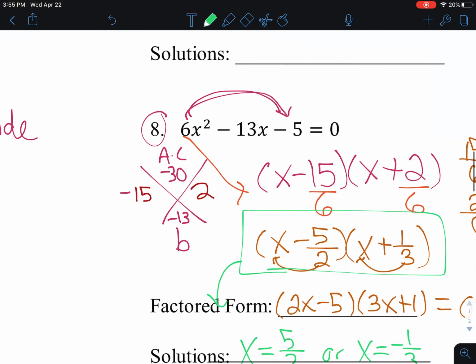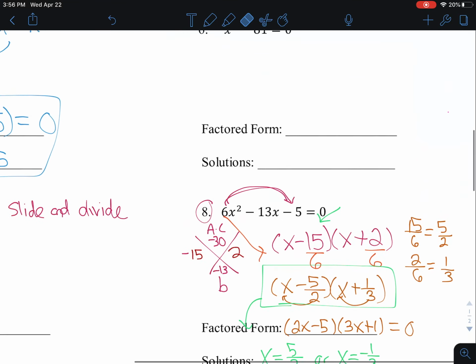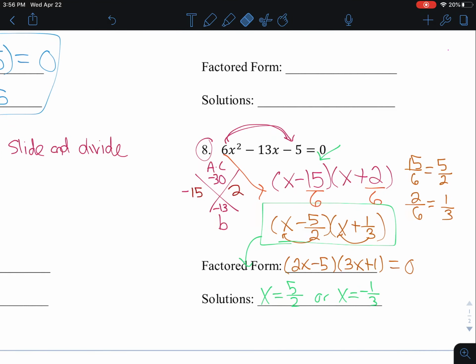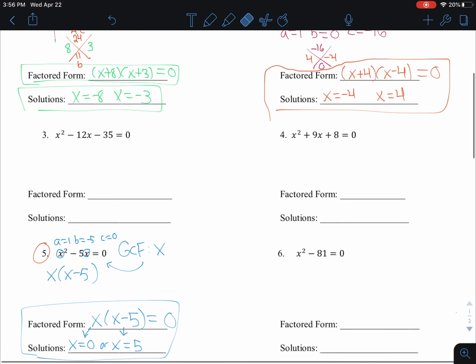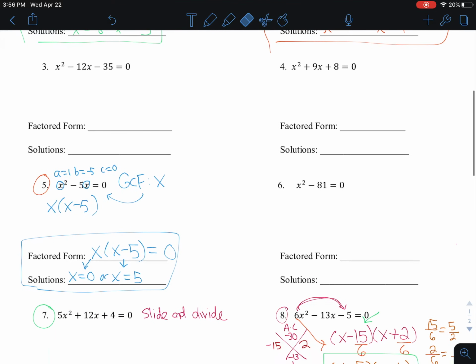Again, if let's say this was 15 divided by 3, then you just put 5 there. But in that case, 6 did not go into 15 and 2 evenly, so we had to change those fractions to simplify fractions and then write it out. Again, please let me know if you have any questions. You're going to have to do all of this. Again, it's a review of factoring on top of solving right after it.